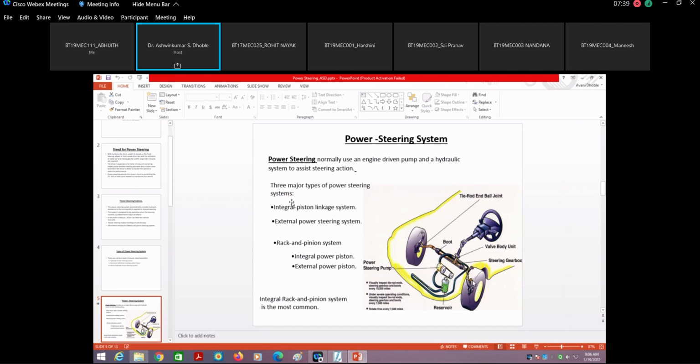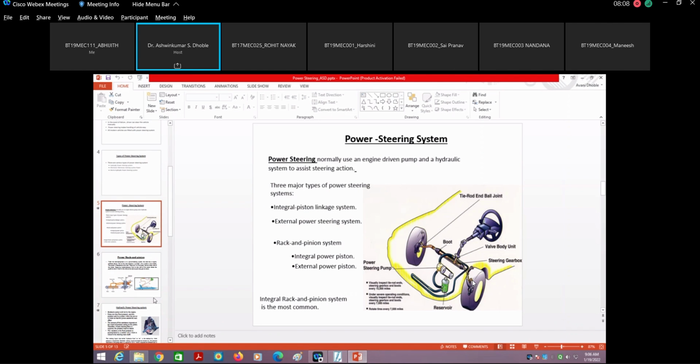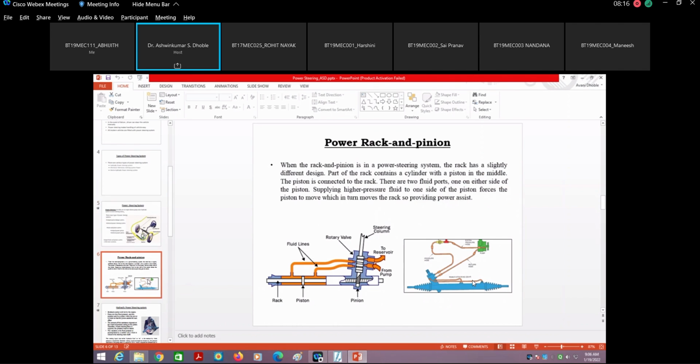There are three major types of power steering: integral piston linkage system, external power steering system, and rack and pinion power steering system. The integral piston and external power steering systems are the two subcategories of the rack and pinion. The integral rack and pinion system is the most common nowadays. Now you have this as the body of the power steering system. Just to show you the assembly, I'm shifting to the next slide, but after that we'll shift to the blackboard.